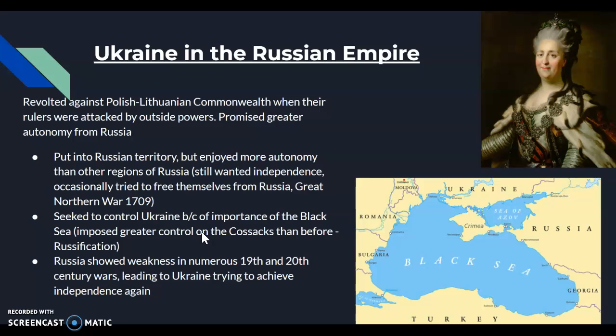Russia seeks greater control over the Ukraine because of the importance of the Black Sea, as we previously stated. You can see the Bosphorus Strait has access to the different oceans of the world, and this will be Russia's only significant warm water port. Yes, Russia had St. Petersburg, or still has St.